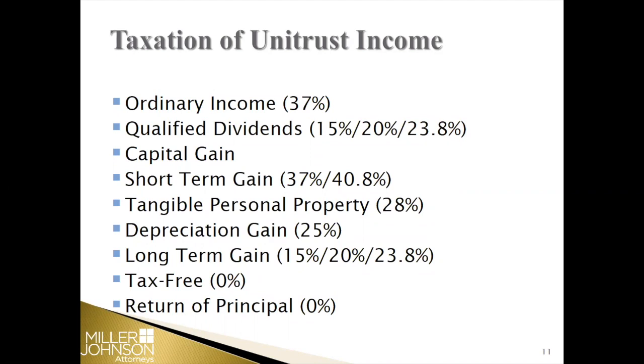I mentioned tangible personal property. That capital gain rate is 28%, but that gives you an idea of what you're facing in terms of Unitrust income taxation and the different rates.